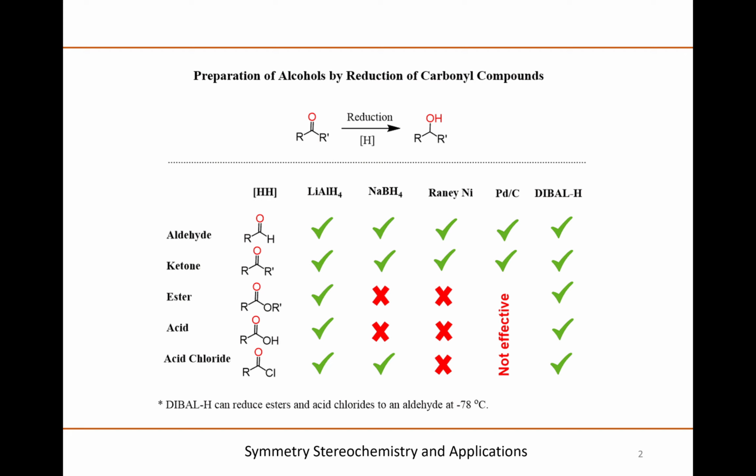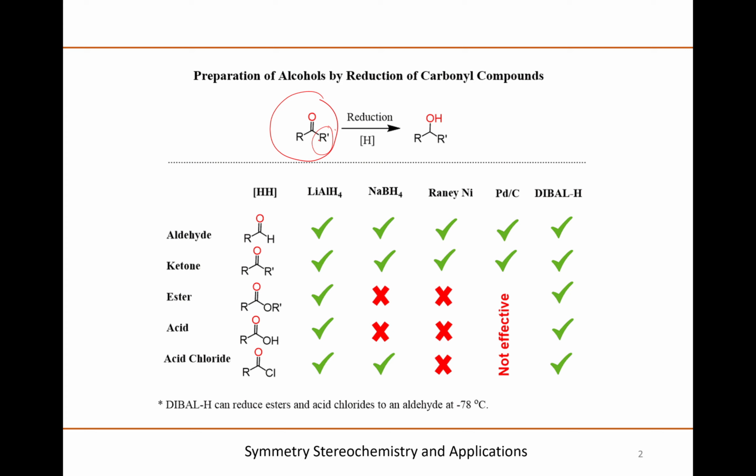Before going to the question, I would like to give a brief introduction about the different reducing agents. So here the reaction is given: preparation of alcohols by reduction of carbonyl compounds. As you can see here, we have a carbonyl compound and we have shown here reduction. So how will different reagents act in this case? When we have an aldehyde, the R dash is equal to H. In case of aldehyde, this R prime will be H.